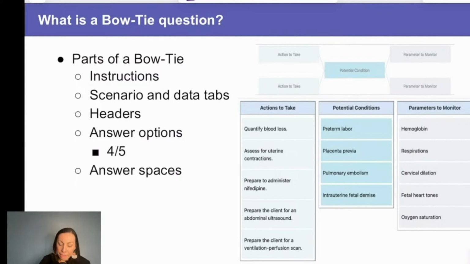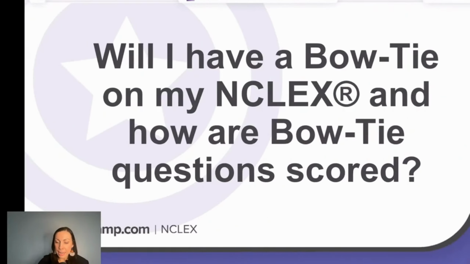And then you're going to have headers here that you'll see, which are going to be our actions to take. In the center, we have our potential conditions, and then our parameters to monitor. This is what you're going to pick from. In the center column, you're going to first pick your potential condition, and you have 4 options, and you'll drag that up to your center bow tie here. And then you're going to pick 2 actions and 2 parameters to monitor. You'll drag them up into the answer spaces, and it looks like a bow tie. So that's how it has its name.